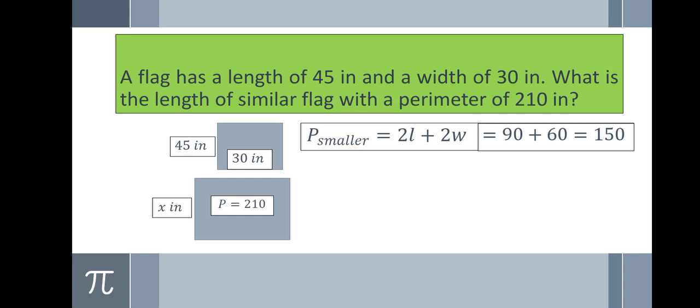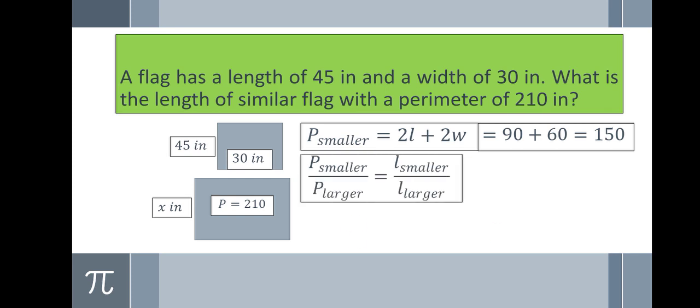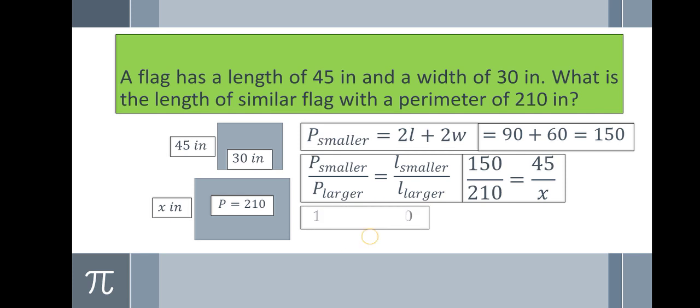Now we will proceed to the proportion. Our proportion is perimeter of smaller over perimeter of larger is equal to length of smaller over length of larger. Substitute: perimeter of smaller is 150, perimeter of larger is 210, length of smaller is 45 and length of larger is x. Cross multiply to get 150x is equal to 45 times 210, which is 9,450. Divide by 150 to get 63 inches. Now this is the length of the similar flag with a perimeter of 210 inches. That is 63 inches.